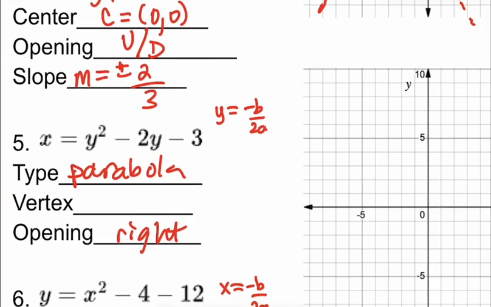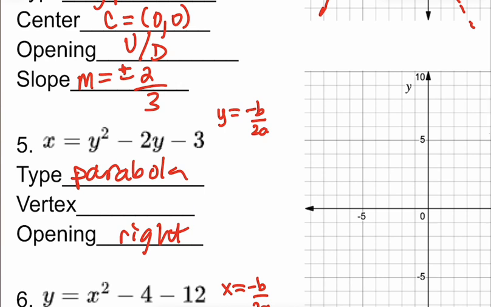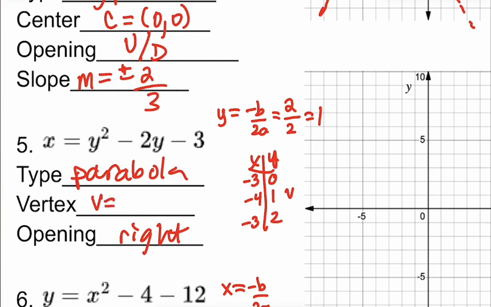Okay, so let's do that for number 5. Negative b over 2a, that's 2 over 2, so the vertex is at 1. Now remember, that's our y value. We got to plug that in, and also plug in 1 below it and 1 above it. If I plug in 0, I get negative 3. If I plug in 1, I get 1 minus 2 minus 3, which is negative 4. When I plug in 2, I get negative 3.